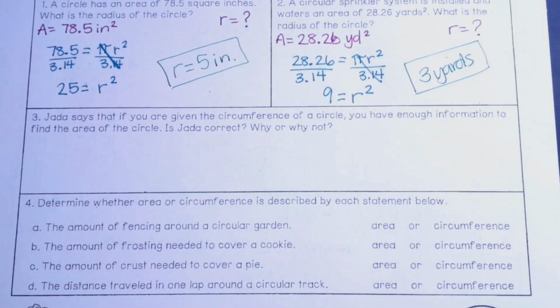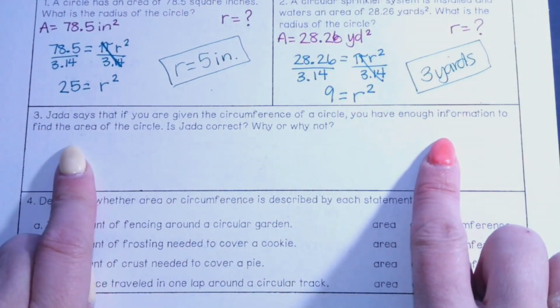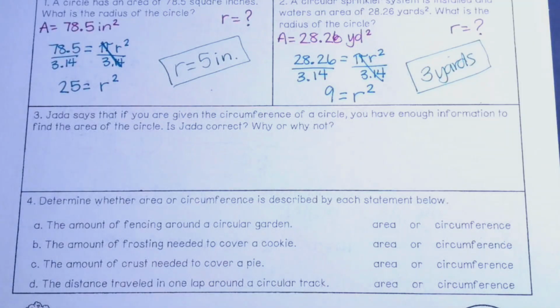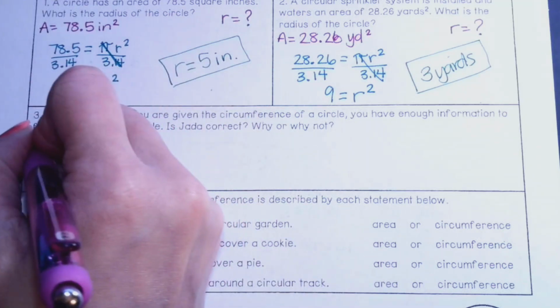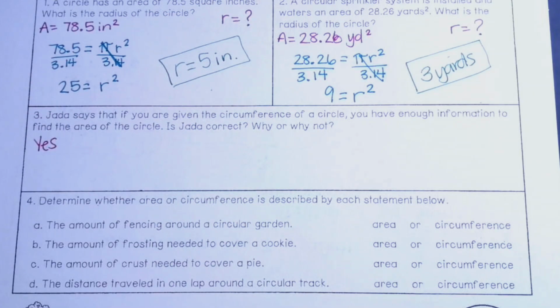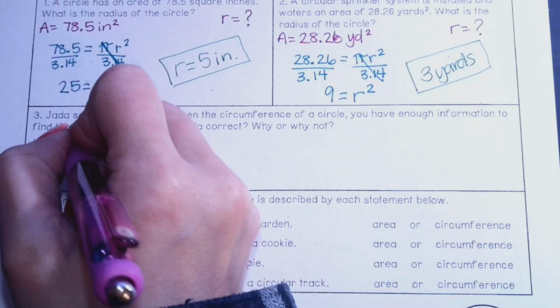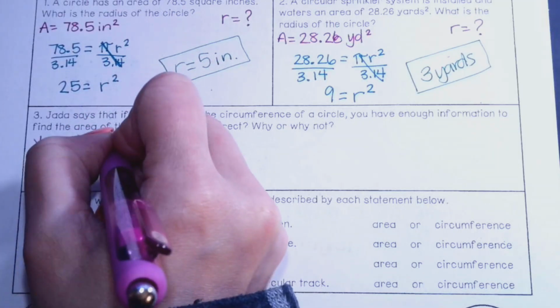This one's very important because you are going to have to do problems using this information in the future. So Jada says that if you are given the circumference of a circle, you have enough information to find the area of the circle. Is Jada correct? Why or why not? Jada is, in fact, correct. Yes, you can. And let's talk about why.